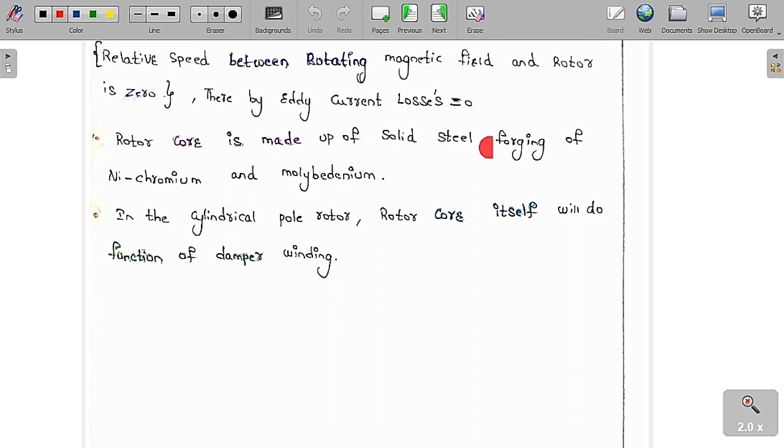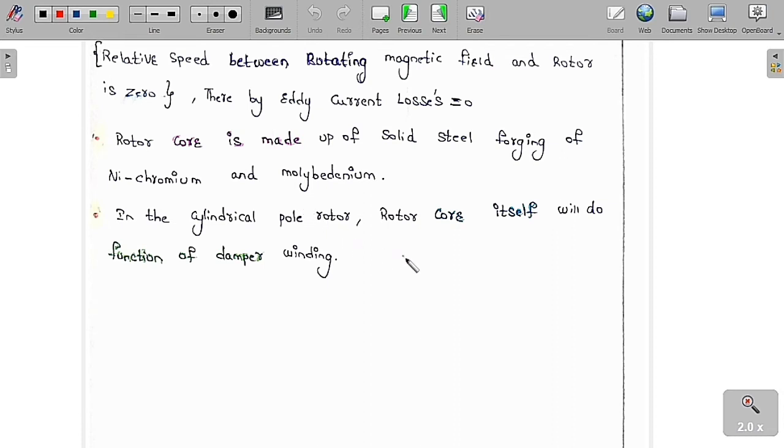The rotor core is made up of solid steel forging of nickel, chromium and molybdenum. In the cylindrical pole rotor, the core itself will do the function of the damper winding. I have already told you, in the cylindrical pole rotor, the core itself will do the function of a damper winding.